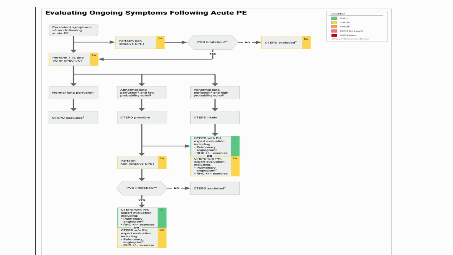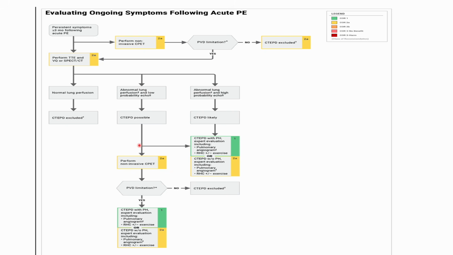If the cardiopulmonary exercise test shows that there is a PVD limitation, then yes, you will now go to the invasive route, do a TTE and a scan, and then again decide on three factors. First, is the lung perfusion normal and you've excluded chronic thromboembolic pulmonary disease, or is there an abnormal lung perfusion and a low probability echo where the possibility still stays, or is there an abnormal lung perfusion and a high probability echo, and it's very likely that your patient has developed the other half of the clinical syndrome, which is likely CTEPD.